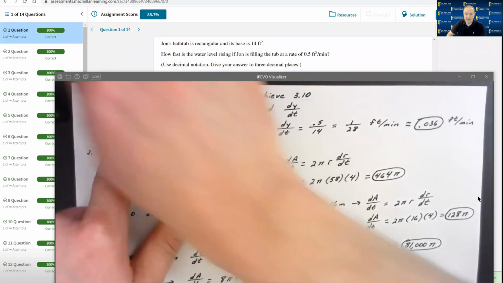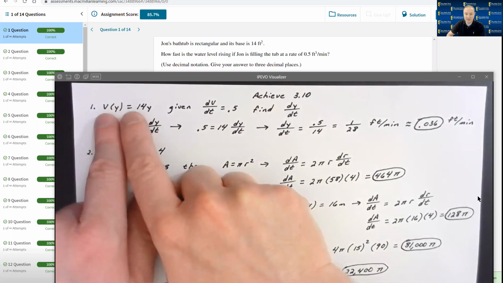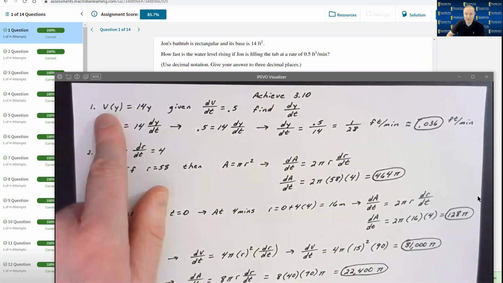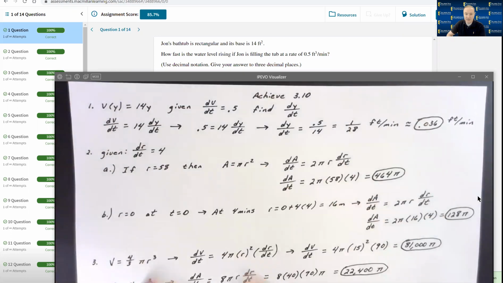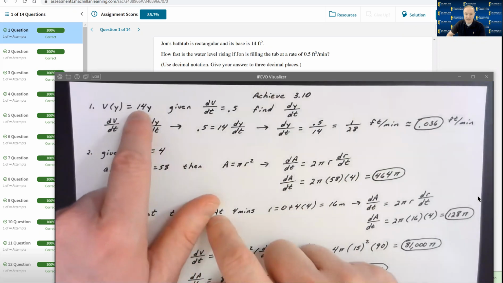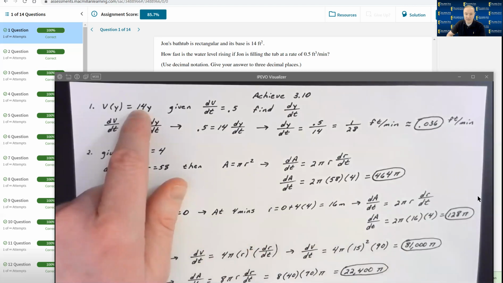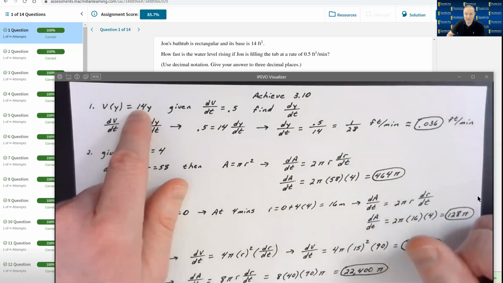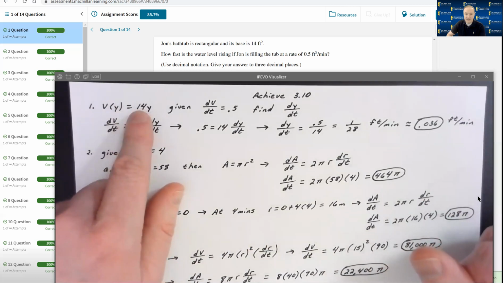I said, I have my volume formula, and it's going to be with respect to y. I let y be the height of the water in the bathtub. Now, we know that the volume of any rectangular solid is length times width times height, which is the same thing as the area of the base times the height. Well, we're given the area of the base. So instead of doing the length times the width, we know that that is a constant 14 area base. Now, the volume is just going to be whatever that area of the base is times the height. So the volume with respect to y, the height, is just 14y.